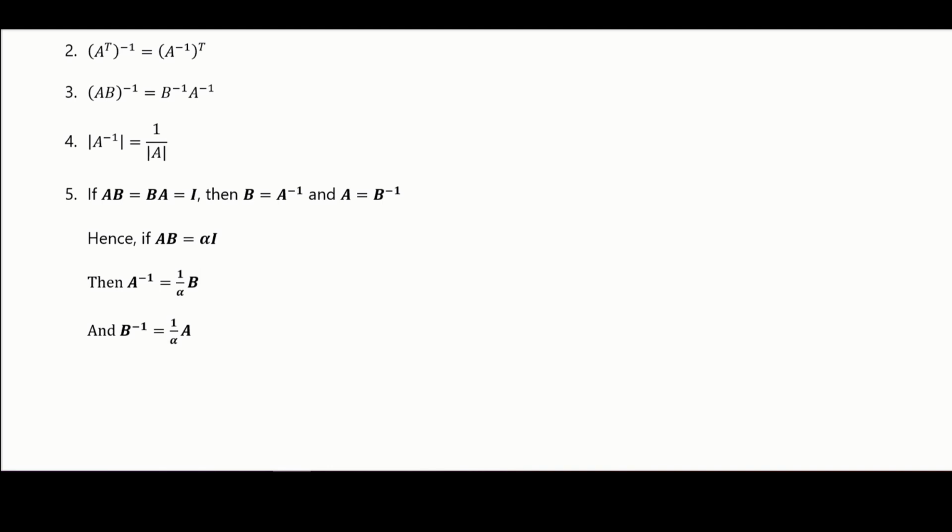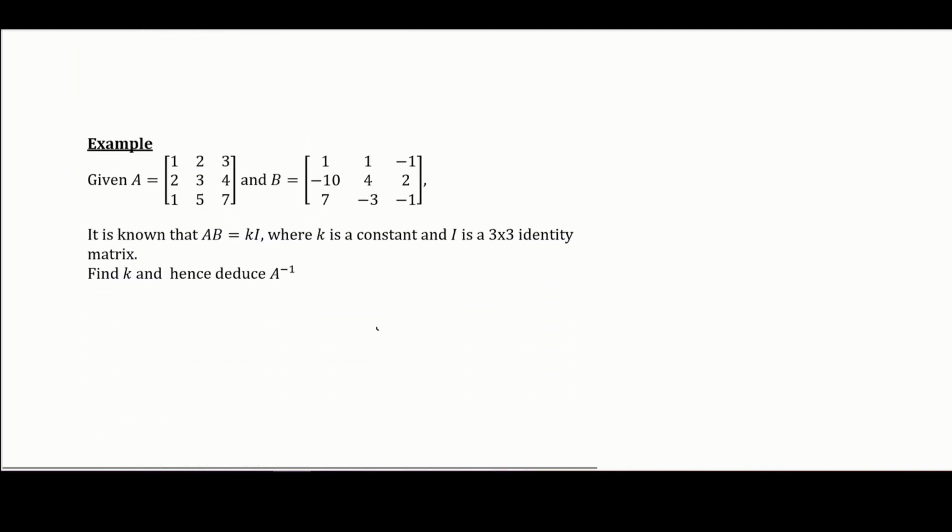Alright, to understand this, we're going to discuss an example. Given the matrix A with the elements 1, 2, 3, 2, 3, 4, 1, 5, 7, and the matrix B with the elements 1, 1, negative 1, negative 10, 4, 2, 7, negative 3, negative 1. It is known that A times B equals KI, where K is a constant and I is the 3 by 3 identity matrix. The question is, find the value of K and hence deduce A inverse.